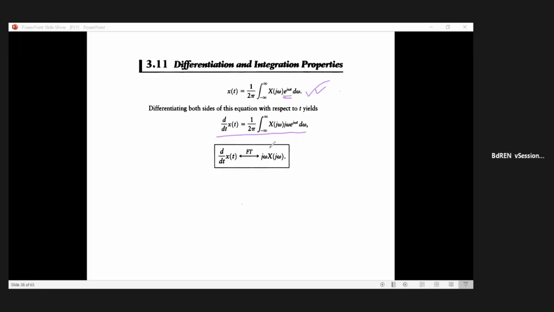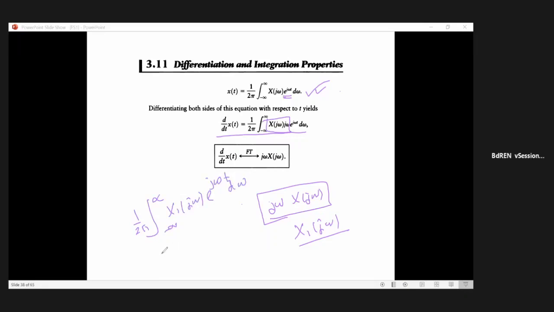Then what is happening? Another issue is that X(jω) is multiplied by jω. You cannot take this thing out of the integral. So this quantity can be taken as, say, X1(jω). If this is X1(jω), then this integral, 1 by 2π from minus infinity to infinity X1(jω) e to the power jωt dω, will be equal to what? This will be a signal, say x1(t), and that x1(t) is equal to dx/dt.